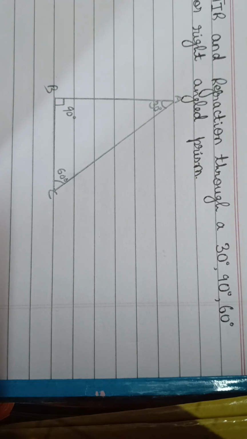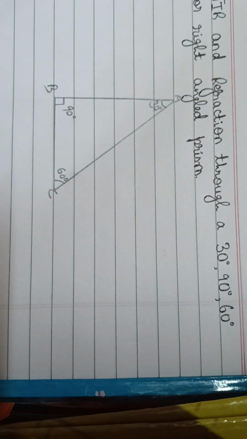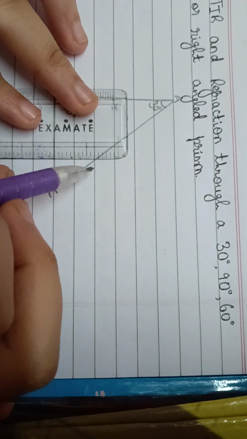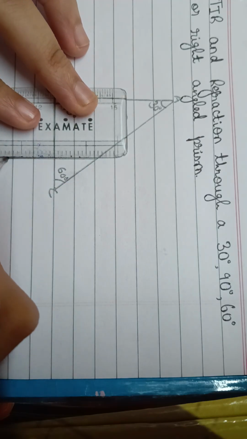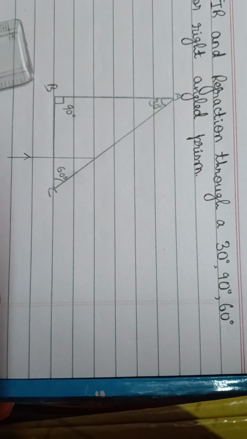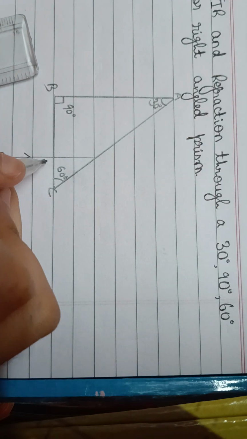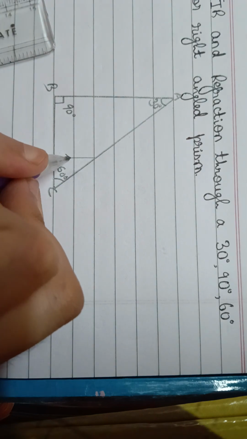So we are going to draw a diagram for total internal reflection and refraction through a 30 degree, 90 degree, 60 degree or simply right angled prism. As you can see, I have drawn the cross section of such a prism. Now we are going to take an incident ray of light this way. It's going this way, entering the prism at point Q. And this point, you see, this is 90 degrees, so it passes undeviated.